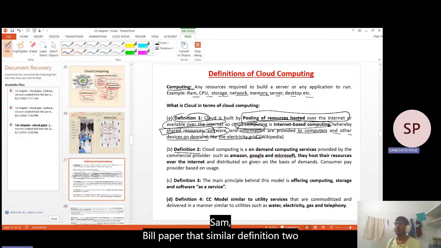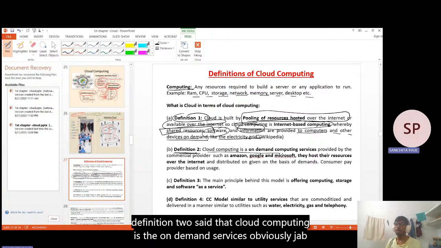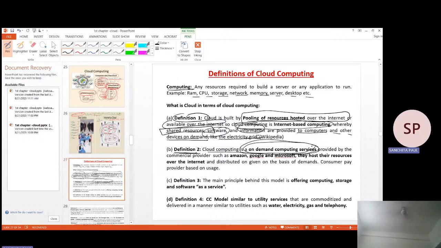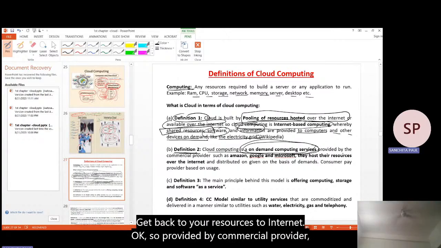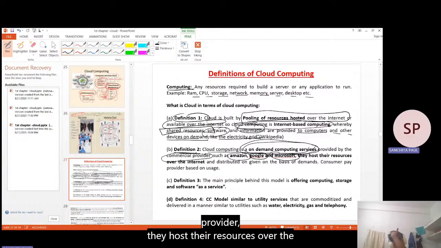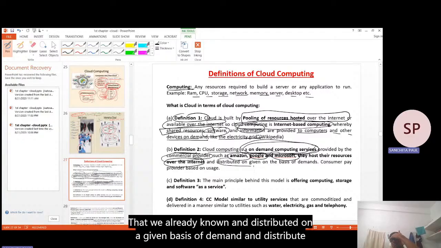Similarly, definition 2 says that cloud computing is an on-demand service. Obviously, as long as you need it on demand, you pay rent for it, otherwise when your work is finished you just give back the resources to the internet. Okay, so it is provided by a commercial provider. Who are the commercial providers? Three names are given here: Amazon, Google and Microsoft Azure. We will not study the smaller ones, only these three service providers need to be studied, so we gave all three names. They host their resources over the internet, which we already know, and distribute them on the basis of demand.